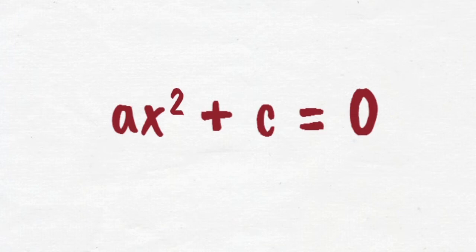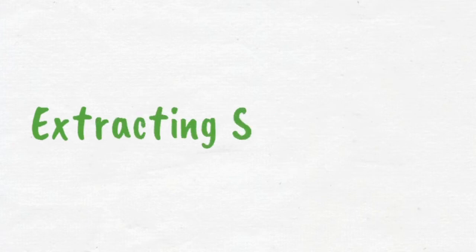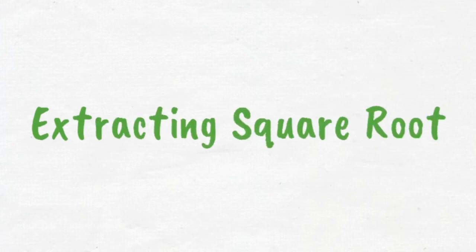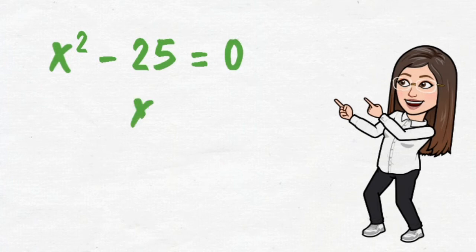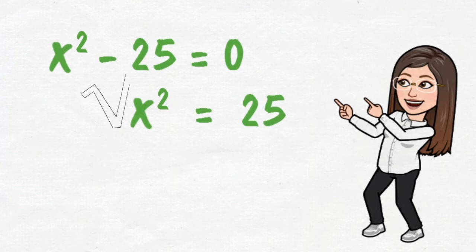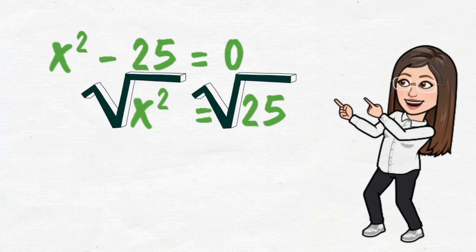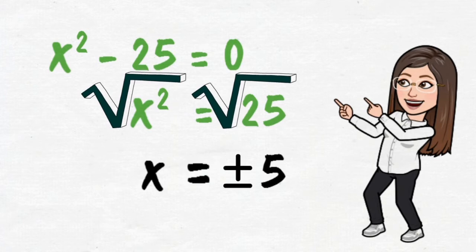Applying the square root property as a means of solving a quadratic equation is called extracting square root. This method allows us to solve equations that do not factor. Let's have an example. Say we have x squared minus 25 equals 0. Begin by isolating the quadratic term. Then apply the square root property. From here, we can get the solution of positive and negative 5. Easy, right? Let's have another example.